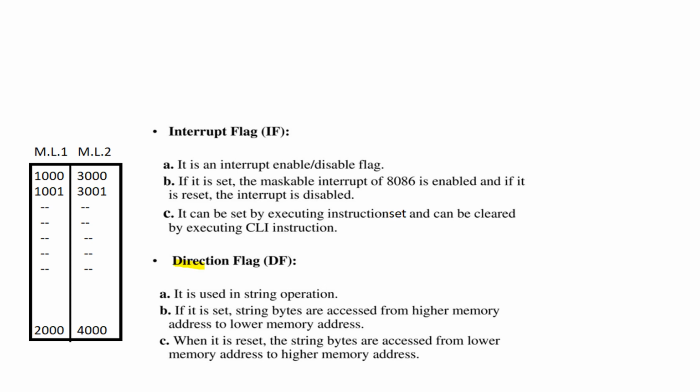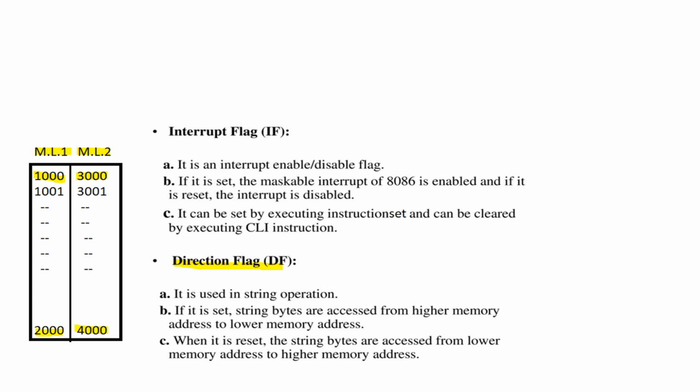Now the direction flag, DF. Let us consider memory location 1 and memory location 2. Memory location 1 starts with the address 1000. Just for the example, I'm saying this; actually it should be a 20-bit address, but here I have mentioned a 16-bit address. So memory location 1 goes from 1000 to 2000, and memory location 2 goes from 3000 to 4000.